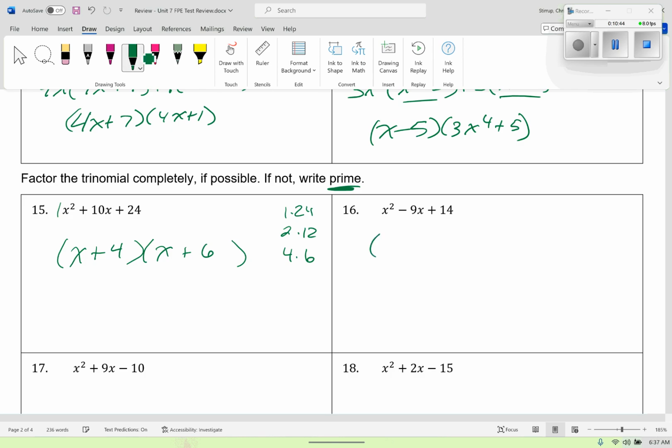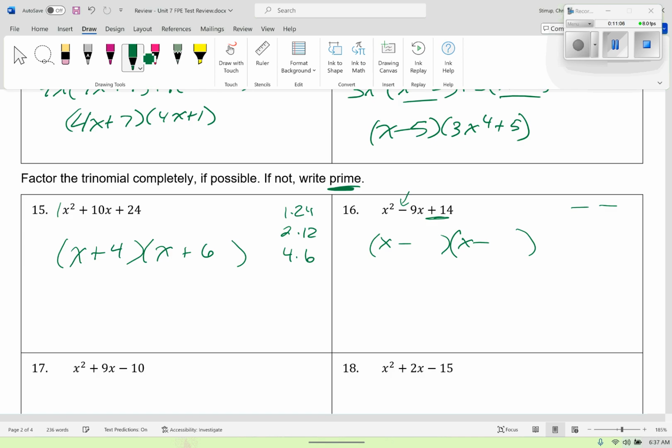Number 16, we can do it the quicker way. So I put x and x. Okay, I have a positive sign here. That means if I multiply two numbers together and get a positive, it's going to be the same sign. But notice I have a negative right there. So both of these signs have to be negative, because negative times negative is a positive to give us that. Okay, so both of my signs are going to be negative.